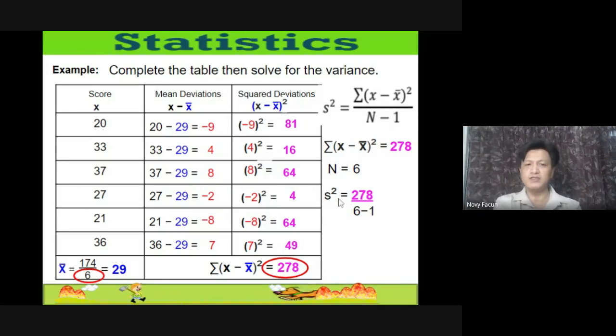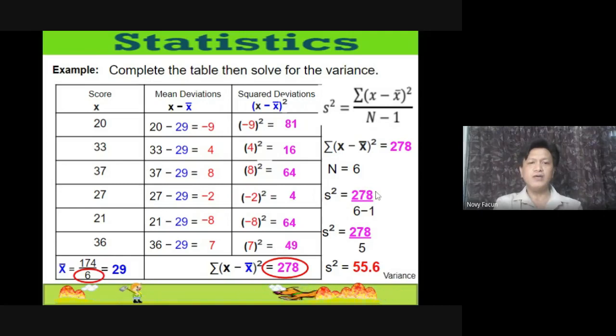For the variance, we have s squared is equal to 278 divided by 6 minus 1. Okay. So that is equal to 278 over 5. Okay, divide ngayon natin dyan. That is equal to 55.6. Ito ngayon yung variance natin dito sa ating data or the given score.